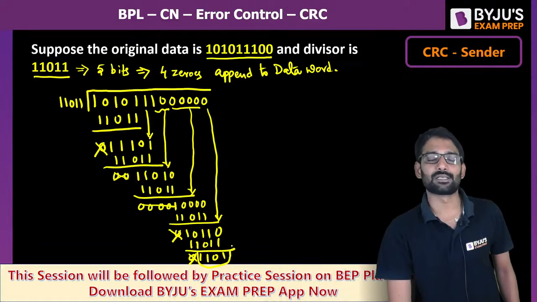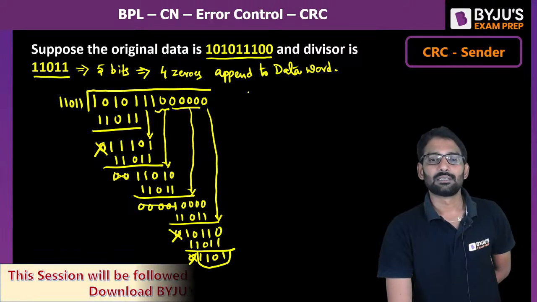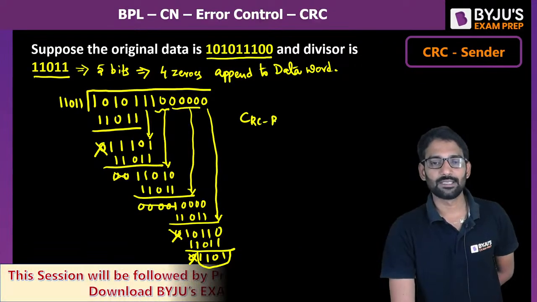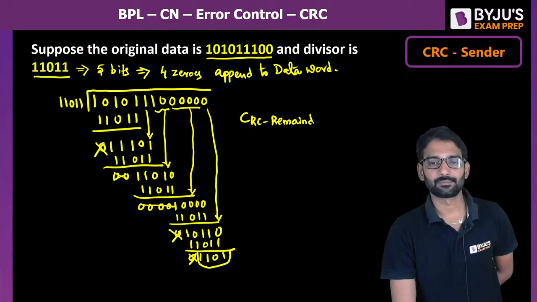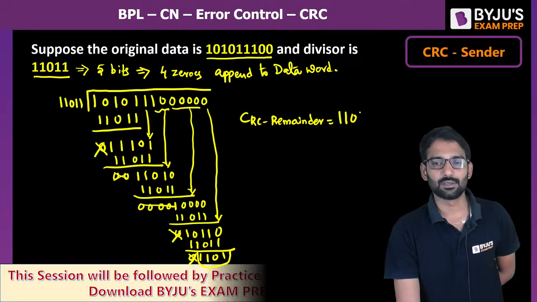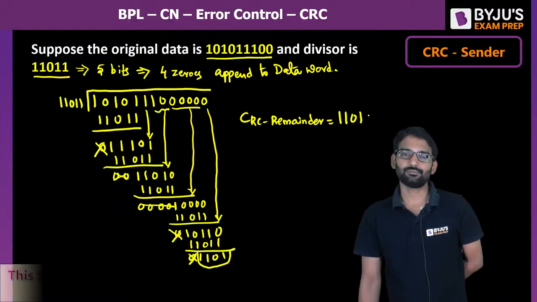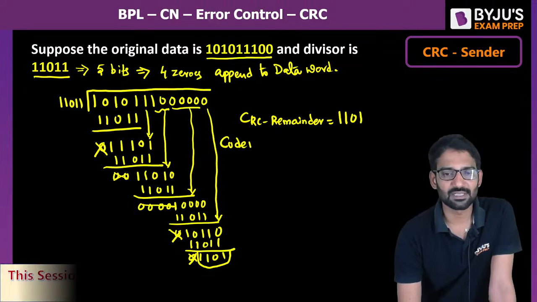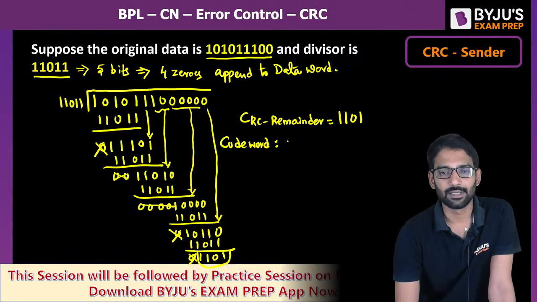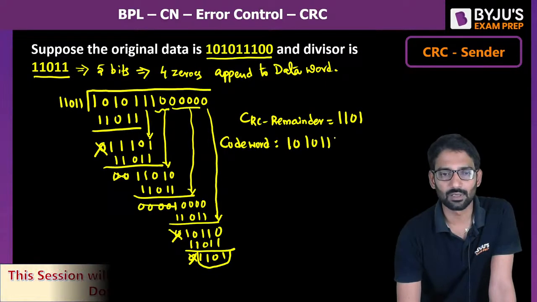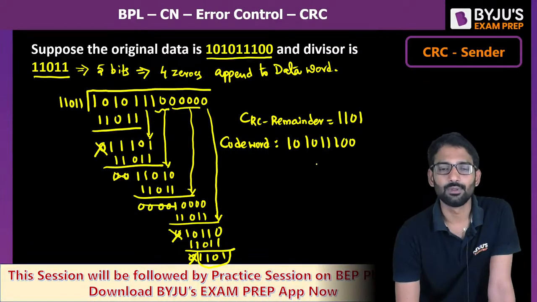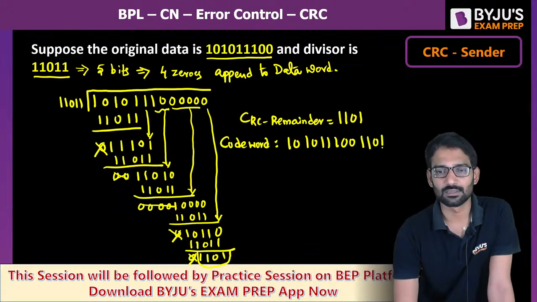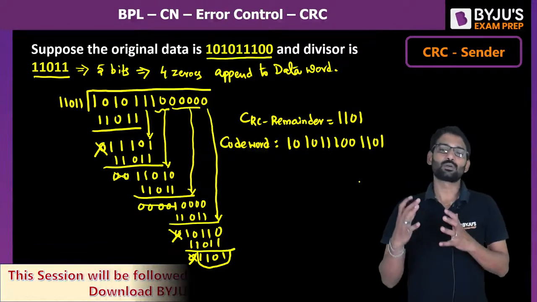So this 4 bit remainder is called CRC remainder. So what is a CRC remainder? 1101. Then what would be the code word? Means that has to be transmitted. It is 101011100. Replace this remainder with the appended zeros, that is 1101. So this is what the code word.